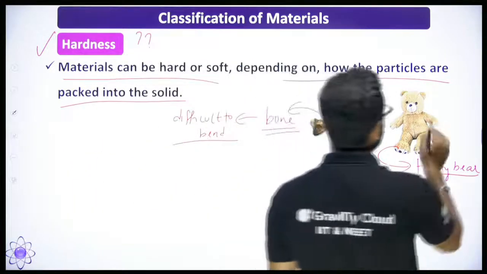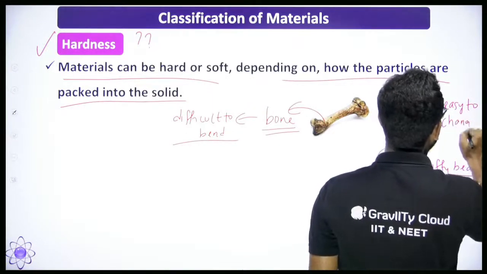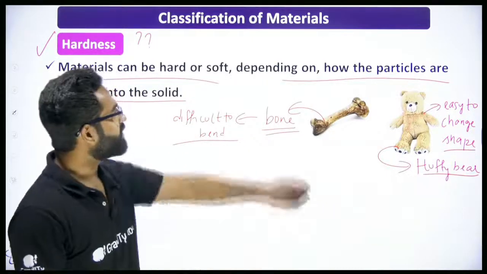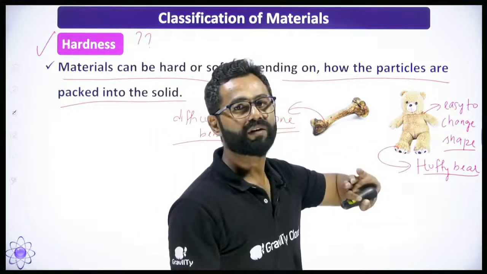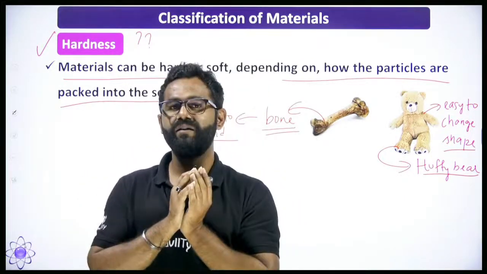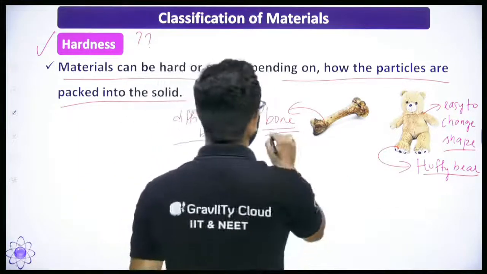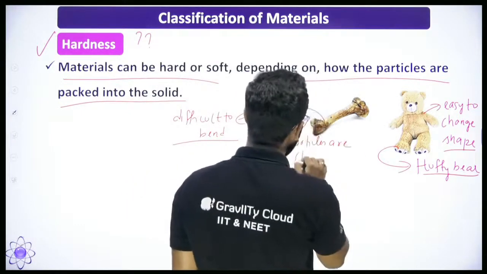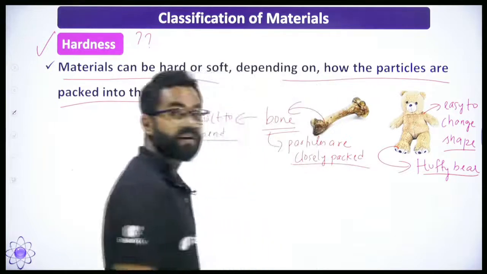But this fluffy bear, it is easy to bend. Easy to change shape, right? So why in the case of bone is it difficult to bend, and why in the case of fluffy bear is it easy to change shape? Because in the case of bone, the particles are very closely packed, whereas in the case of fluffy bear, the particles are loose, right? In case of bone, the particles are closely packed.